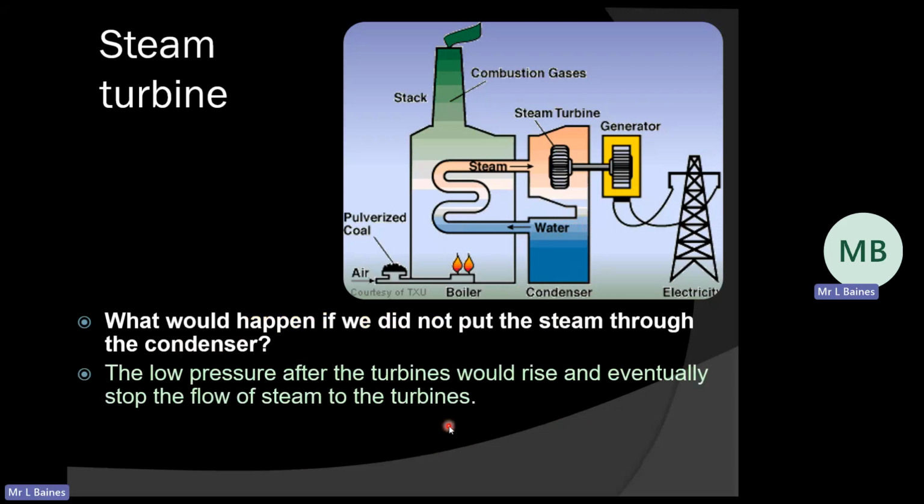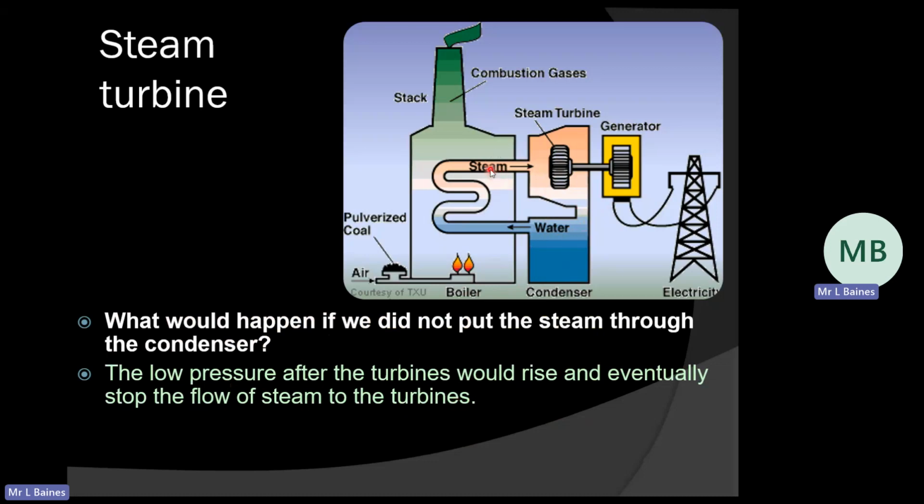If we didn't cool the low pressure steam down after the turbine, we would end up with a fairly high pressure after that turbine. So the pressure after the turbine would rise because we're not cooling that water down, and therefore it's still got lots and lots of energy. And eventually the steam wouldn't flow through.